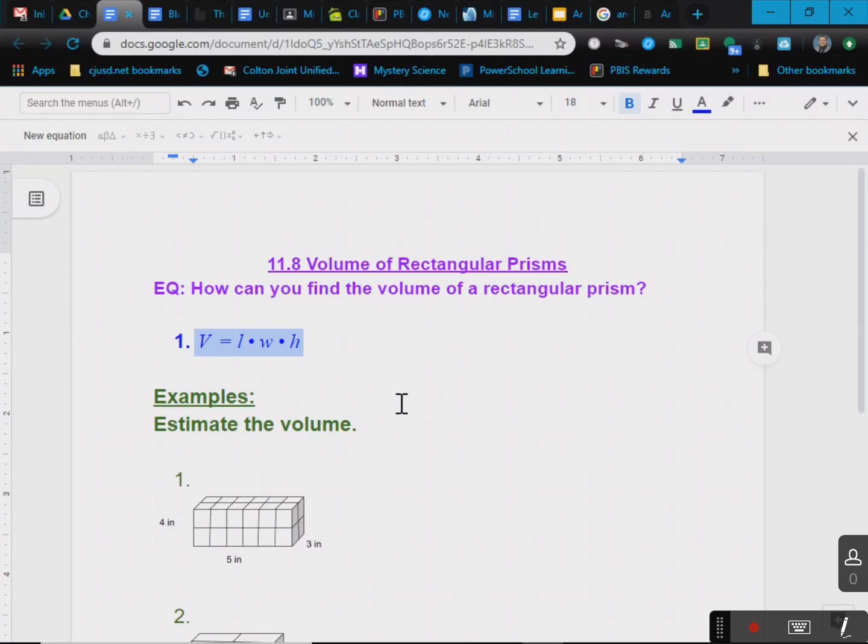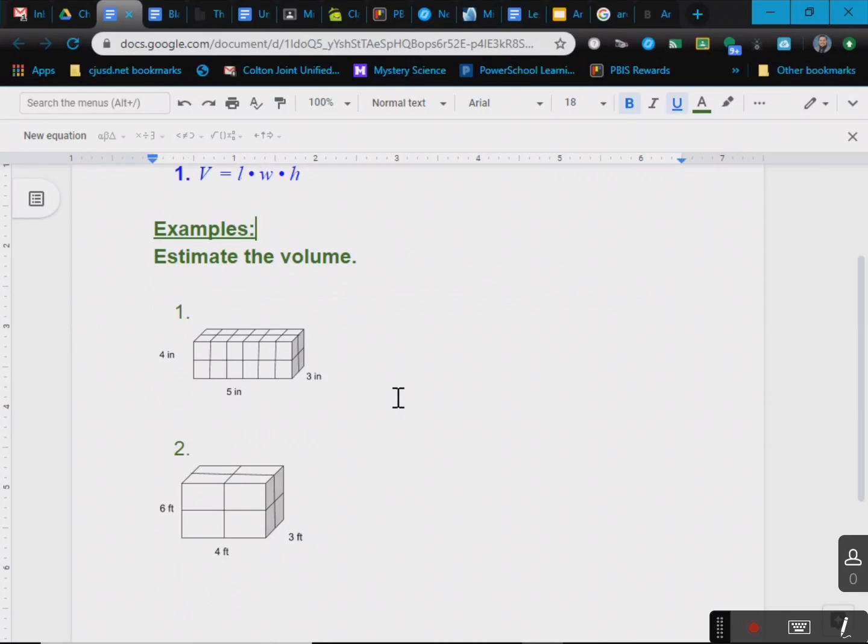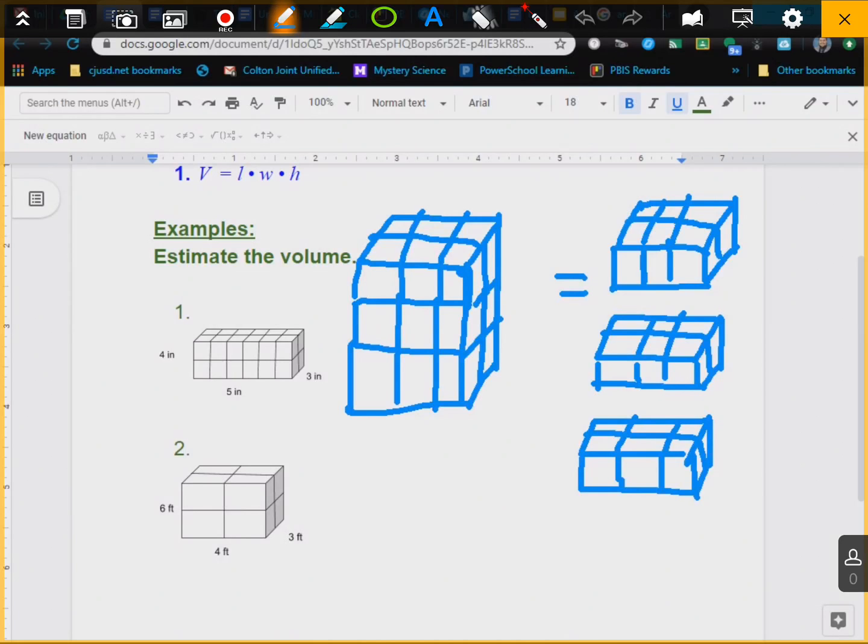Okay? So, before we get into the actual examples, I want to go over something that you might see on the benchmark. And when I say might, it means you're going to see it. So they're going to give you a big rectangular prism, not a cube, and then they're going to show you that it's made of smaller prisms, and then they're going to tell you to find the volume, and they'll say that one little square equals a cubic unit.